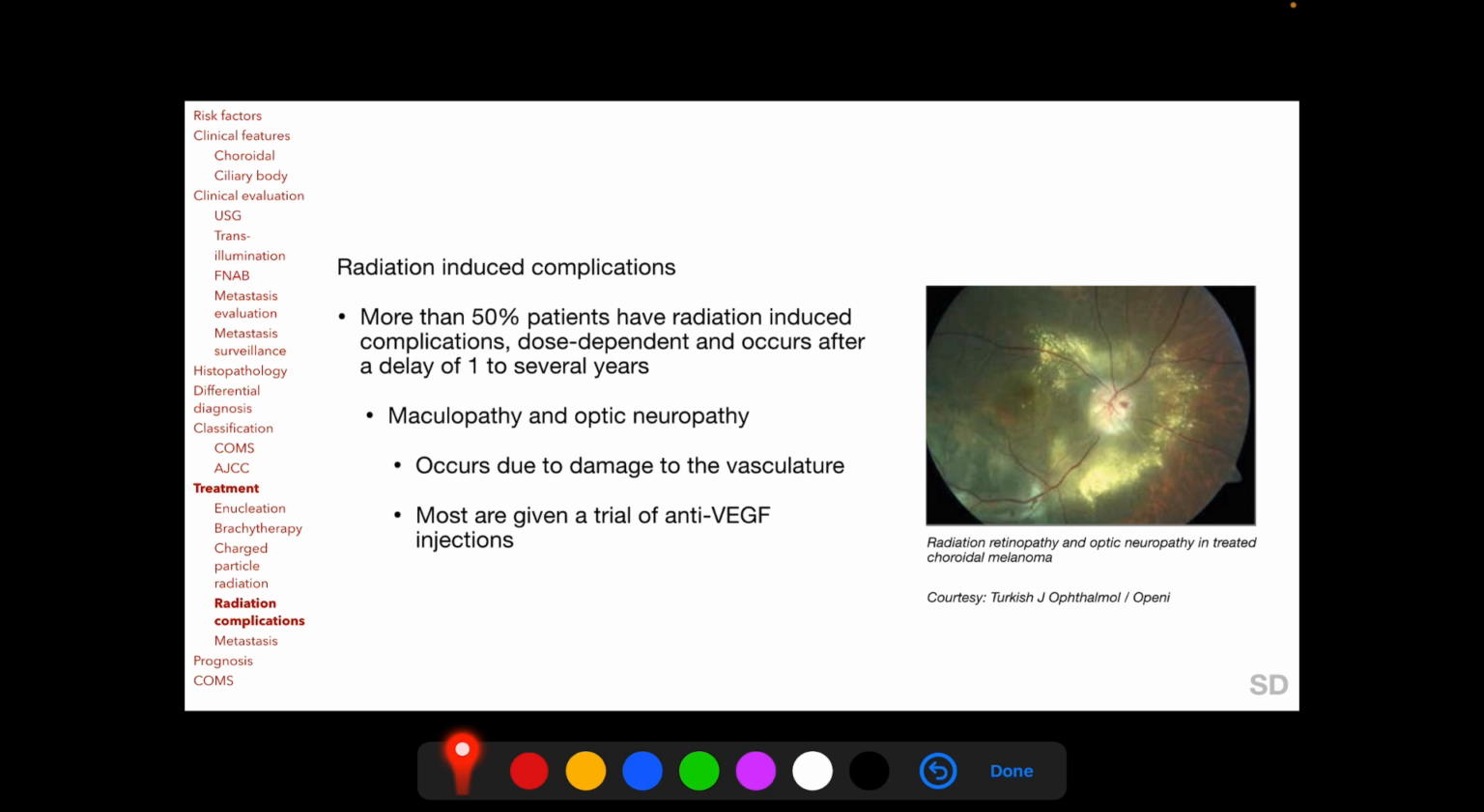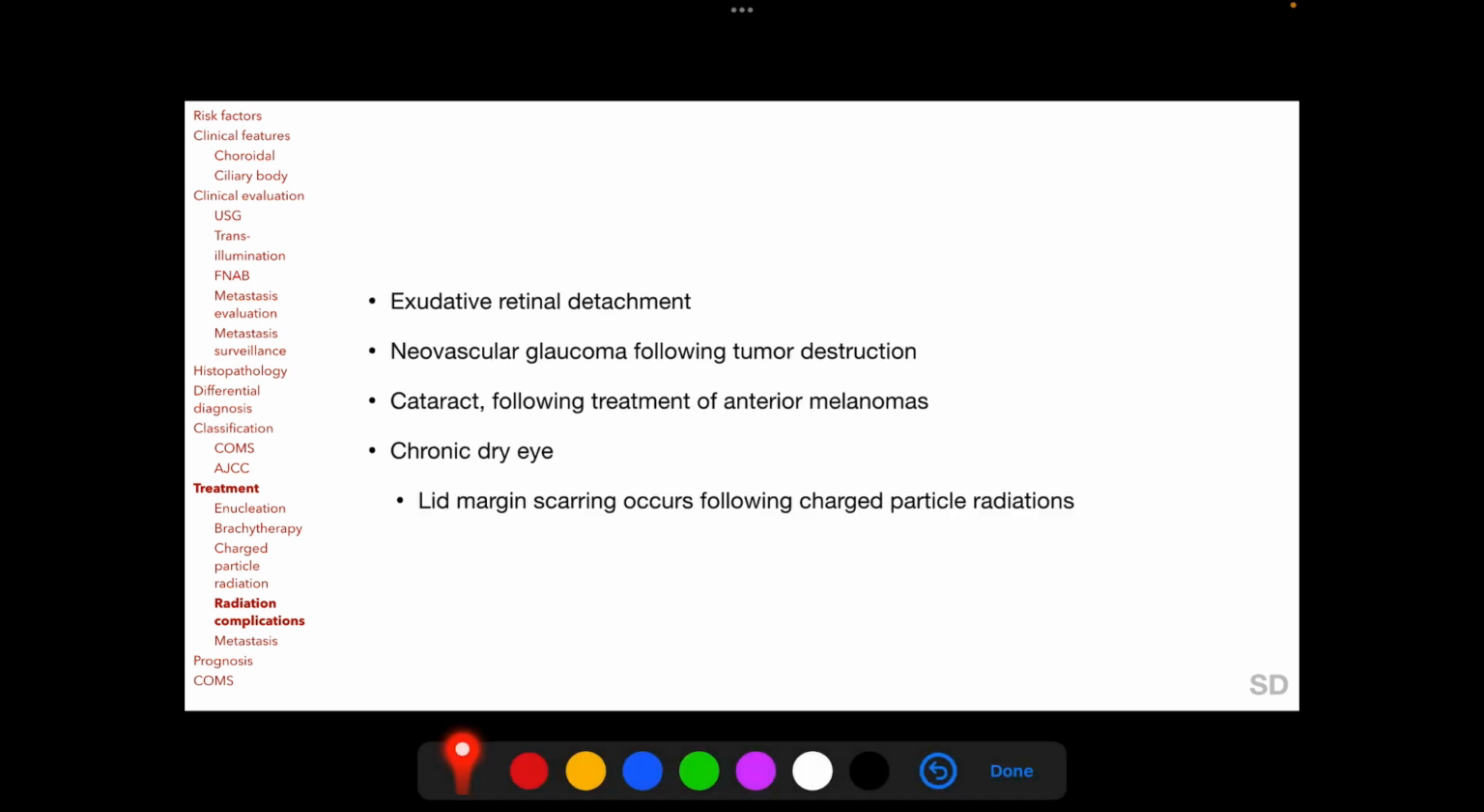Most of these patients are given a trial of anti-VEGF injection for the treatment of the radiation-induced maculopathy and optic neuropathy, but the efficacy of anti-VEGF in this situation is not known. Other complications of radiation therapy include exudative retinal detachment, neovascular glaucoma, cataract formation, and chronic dry eye. Lid margin scarring has been shown to occur following charged particle radiation.